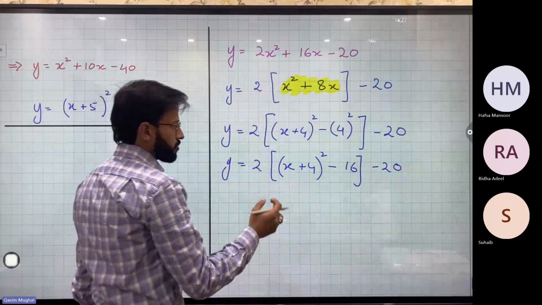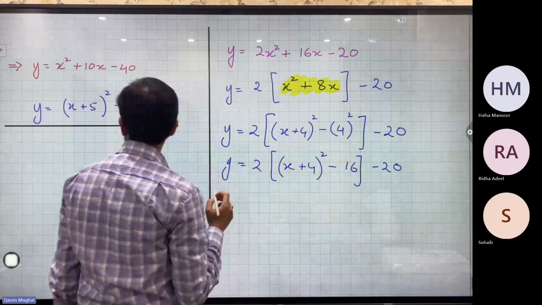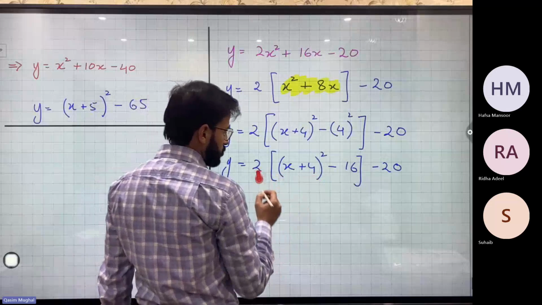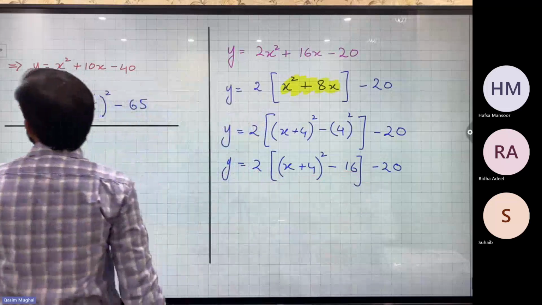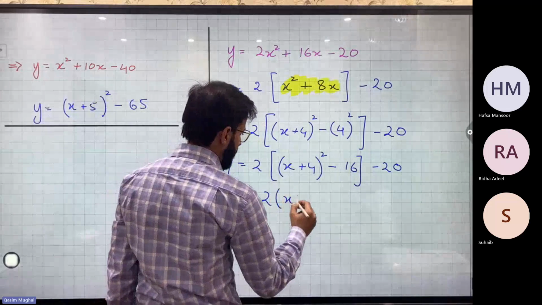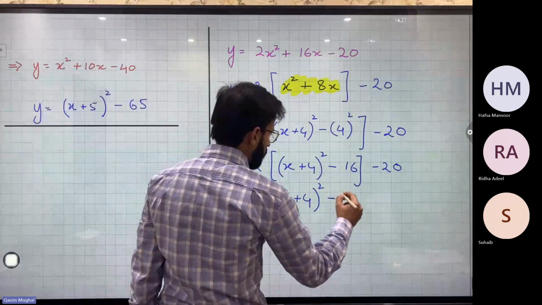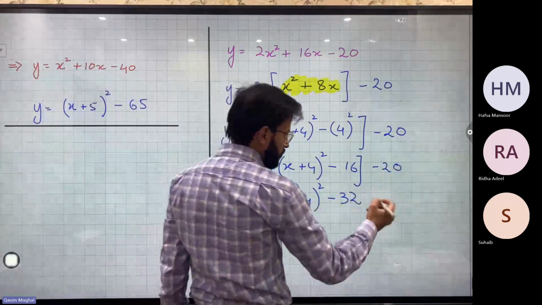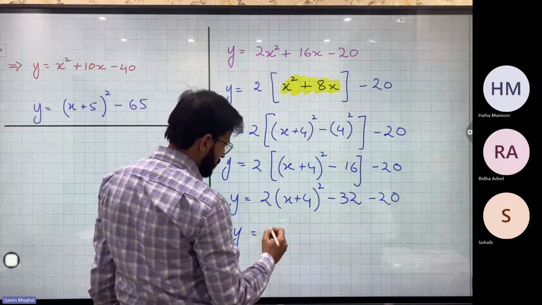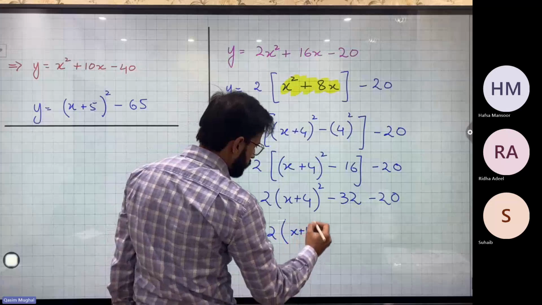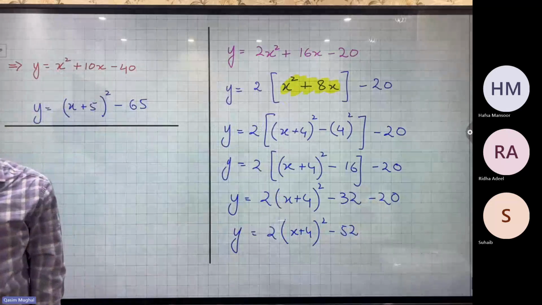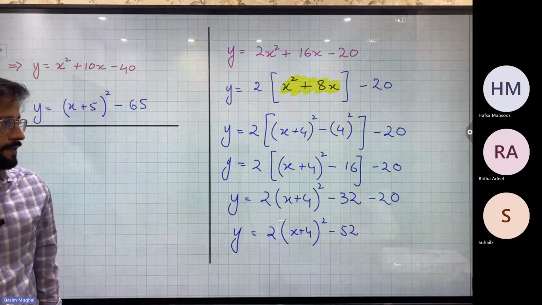Now by following the BODMAS rule, I will multiply this 2 with this one. Now this 2 will be multiplied with this factor first, and then this 2 will be multiplied with this 16. So y equals 2 into x plus 4 whole squared minus 32, and this minus 20 comes along as it is. Now I can sum these 2 up. Y equals 2 into x plus 4 whole squared minus 52. Okay? Clear?